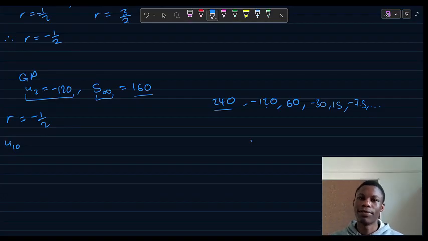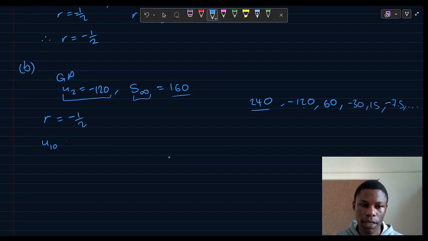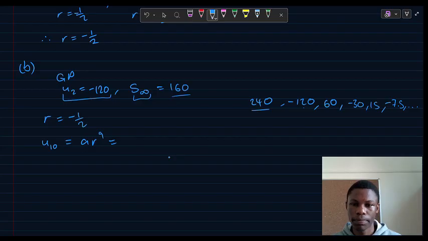But now we've been given that they've removed the first 9 terms of the progression. So for this new progression, our first term becomes the 10th term because we've removed the 9 terms. So u10, that's ar to the power 9. From part A, we now know that a would have been 240.